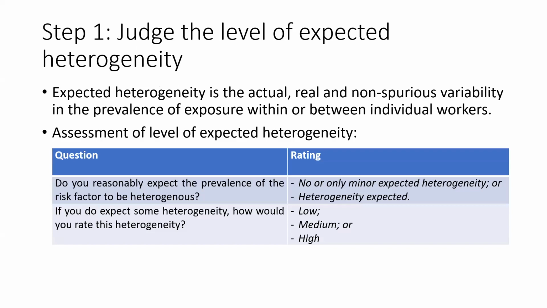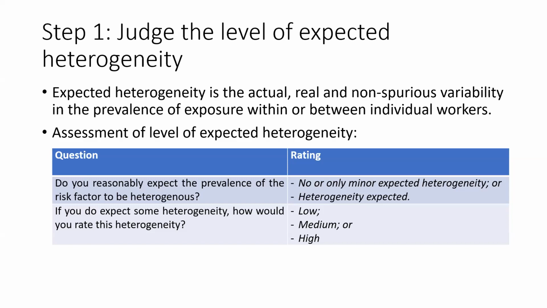Here's some more information on the first step to judge the so-called expected heterogeneity. The definition that we coined for expected heterogeneity is the variability that is real and non-spurious in the prevalence of exposure, either within or between workers or both. The idea behind it is that, as I mentioned before, there could quite likely be some heterogeneity within or between workers, and that needed to be assessed first.